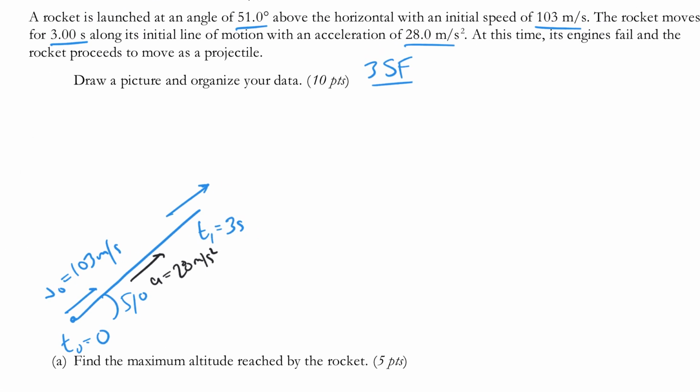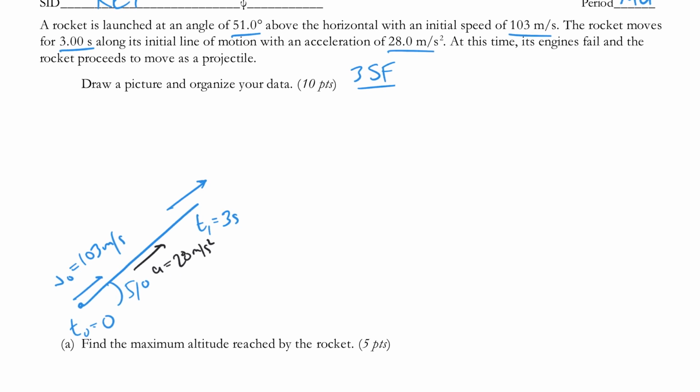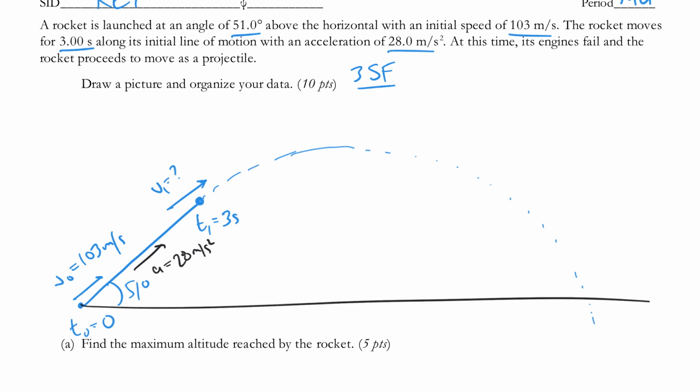Okay, at this time, its engines fail, and the rocket proceeds to fly as a projectile. So at this point right here, wherever that point is, there's a V1 right here, which we don't know what it is. I put a question mark there. I'm not even sure if it's going to ask for that. But here's our projectile, right? Let's do a better job with the end of that drawing. Drawing on an iPad is not a perfect experience. Okay, so here's the ground. And clearly it doesn't go below the ground, but we'll leave those lines there. Okay, draw a picture. Here's our picture.